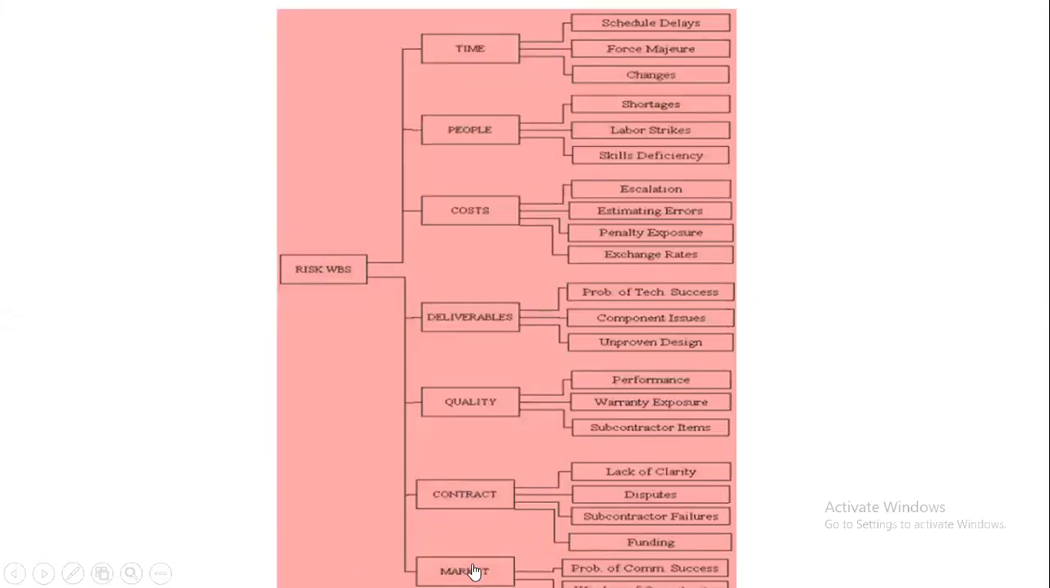And then funding, and then market. If you have any common success or failure, then that is also a problem. So these are all the different areas we need to understand whenever we are going to take any project. So if you have a risk breakdown, it will be very easy. We know all these things, right?